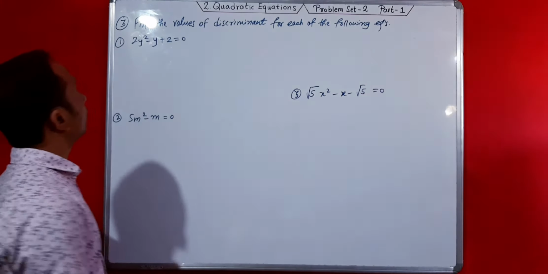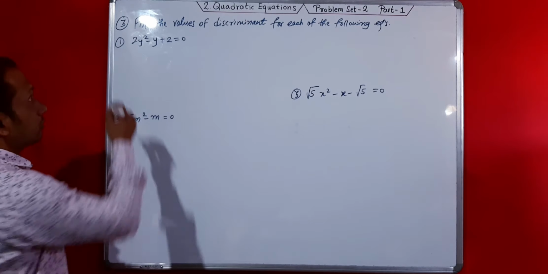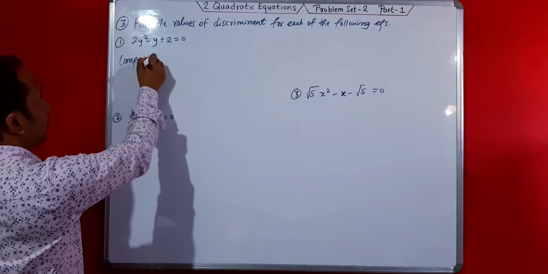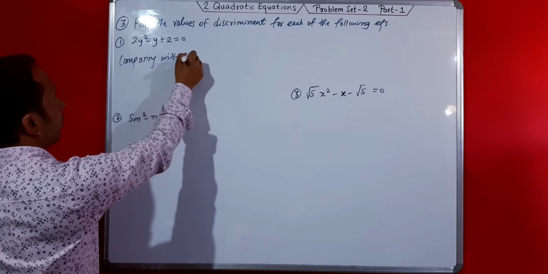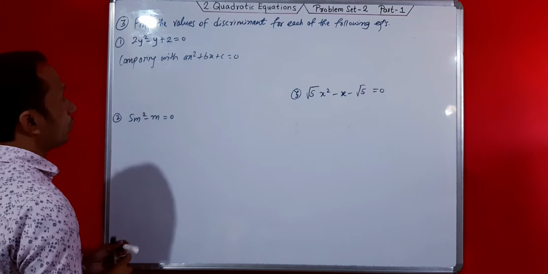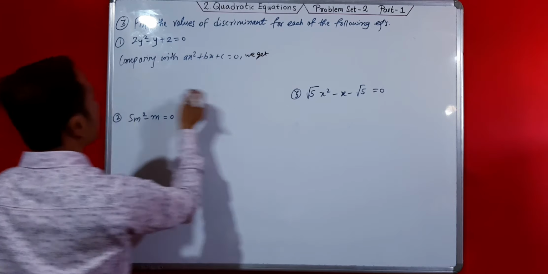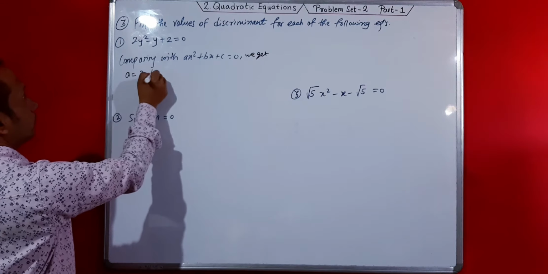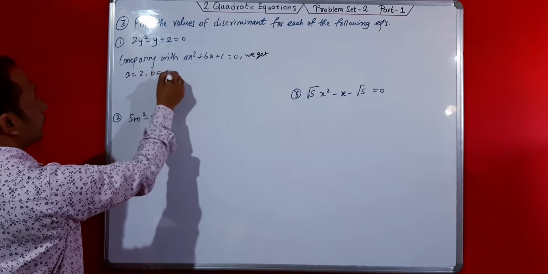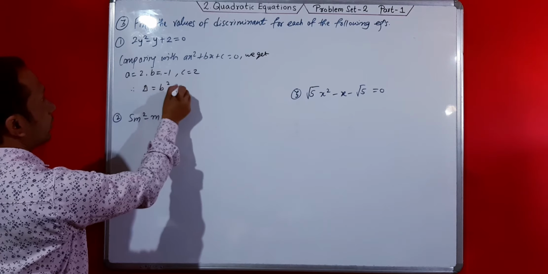In the third question, find the value of discriminant for each of the following equations. So we have to find the values of discriminant in each of the equations. Comparing with ax square plus bx plus c is equal to 0, we get a is equal to 2, b is equal to minus 1, c is equal to 2. Therefore delta is equal to b square minus 4ac.